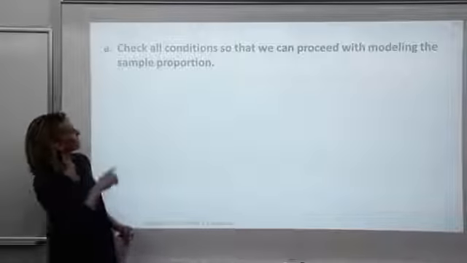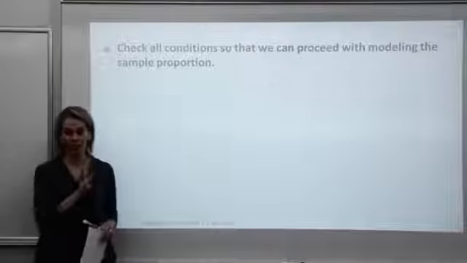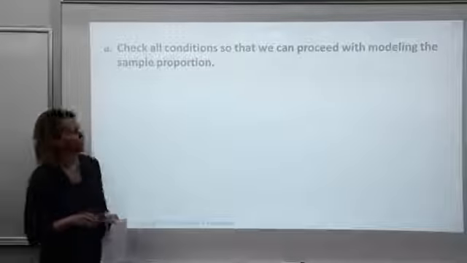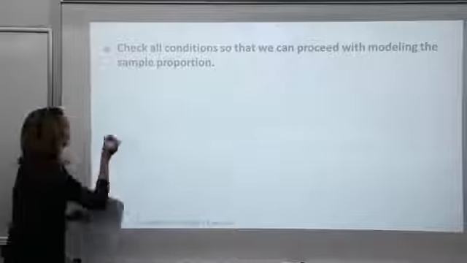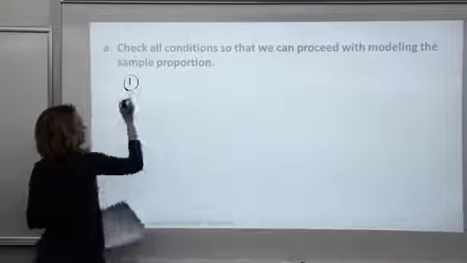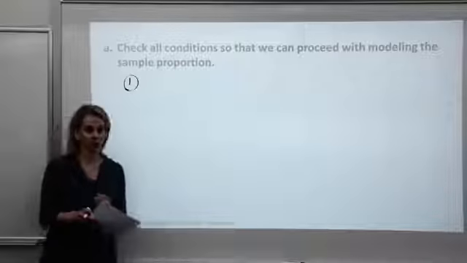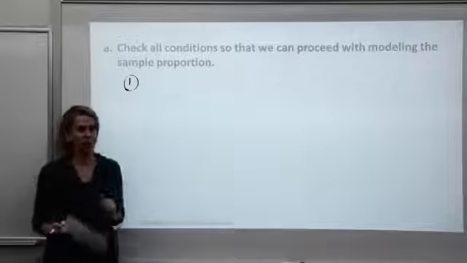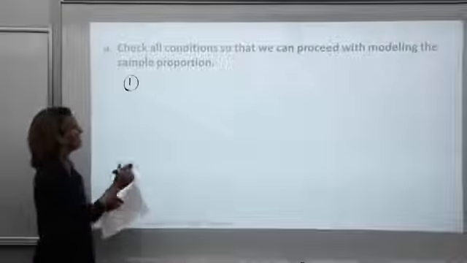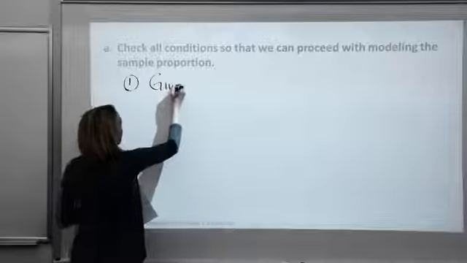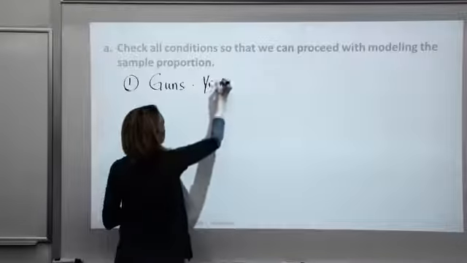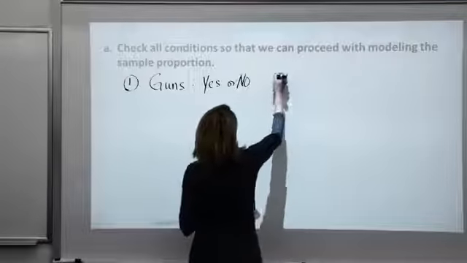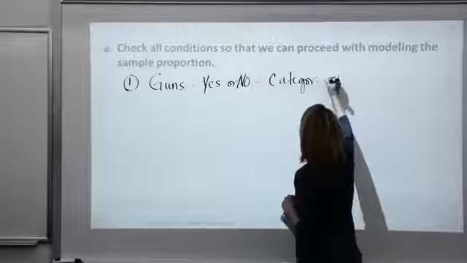So let's get to this. The first thing we need to do is check our conditions. Recall there were 4 conditions, and if those 4 conditions hold, then we'll be able to model the sample proportion. So let's go through those. The first one is that your variable has to be categorical. We're going to go to all these homes and find out whether you have a gun, yes, or you don't have a gun, no. Yes or no as to whether you have a gun would be categorical. That's a categorical variable.